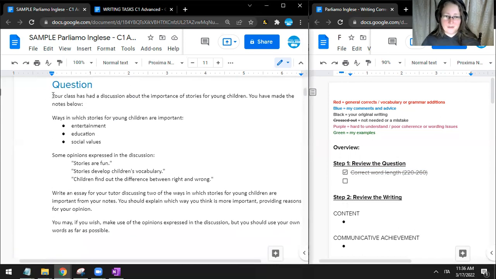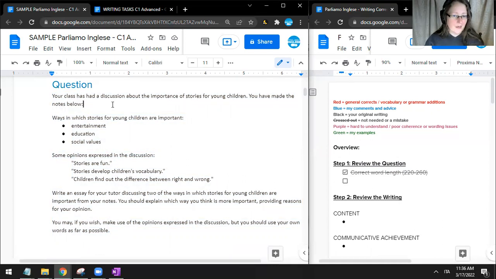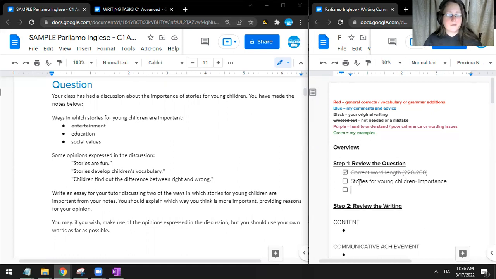And then what I do is I actually look at the question first before even looking at the essay. So I'm going to read it, and it's going to tell us exactly what we need to write about in our work. So here: your class has had a discussion about the importance of stories for young children. So we know that we're going to be writing about the importance of stories for young children. You've made the following notes below. So ways in which stories for young children are important: entertainment, education, and social values.